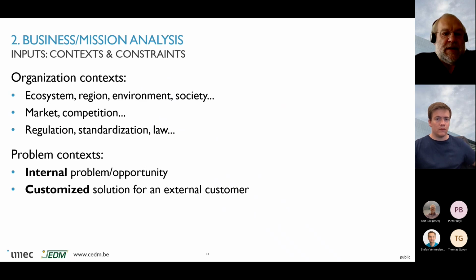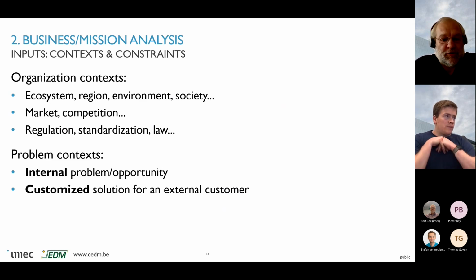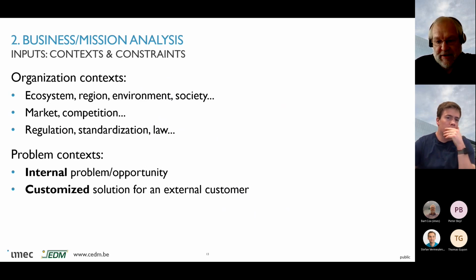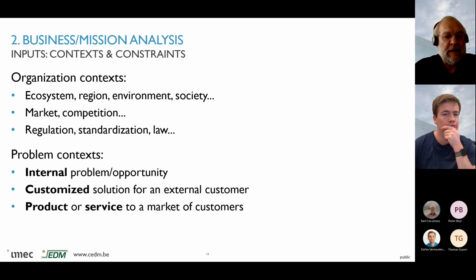We may have a problem, or an opportunity, where we are going to provide a customized solution for a specific external customer. For example, if we are a product development company, we may have to develop a certain smart product for an external customer, or we are a constructor and we need to build a house or a bridge for a specific application of a specific customer.